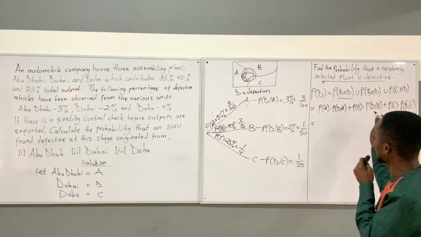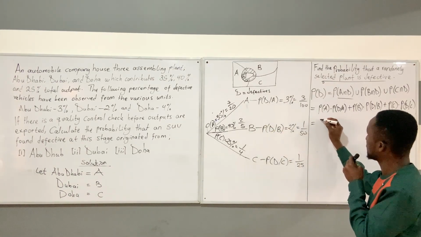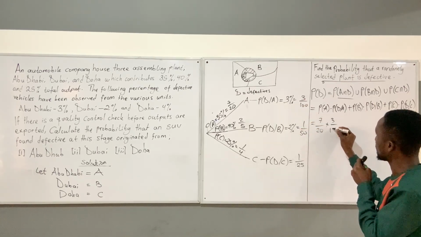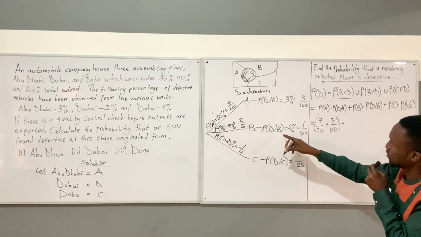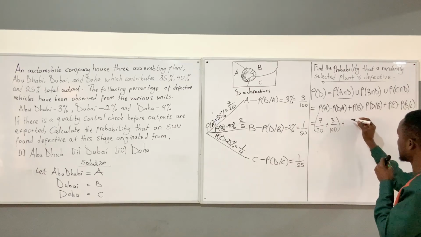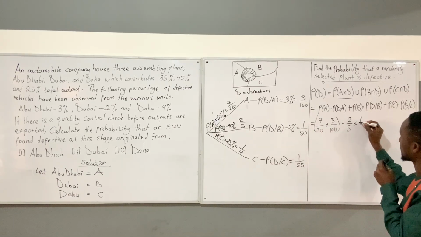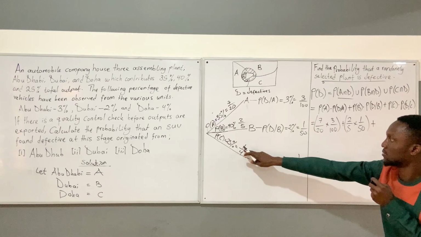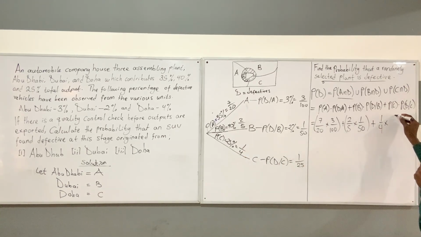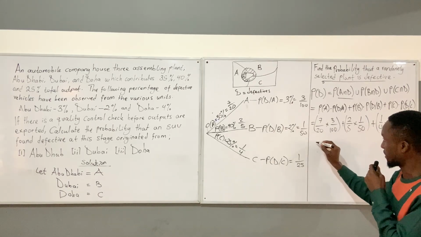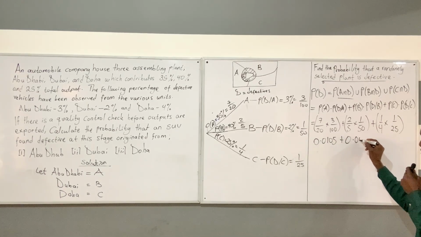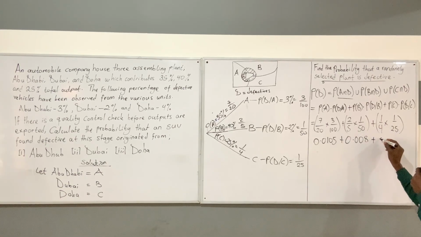We can say that probability of A gave us 7 out of 20 times its conditional probability is 3 over 100, plus we go to probability of B, which gave us 2 over 5, times its conditional probability 1 out of 50, plus then the probability of C is what? We are getting 1 out of 4 times its conditional probability 1 out of 25. Okay, punch this on your calculator. When you punch this, you are getting 0.0105 plus 0.008 plus, when we punch this, we are getting 0.01.